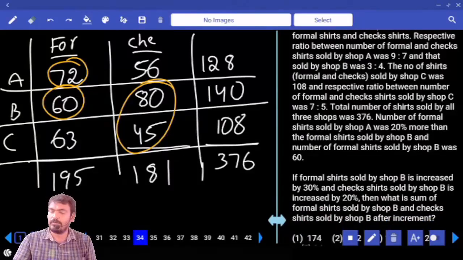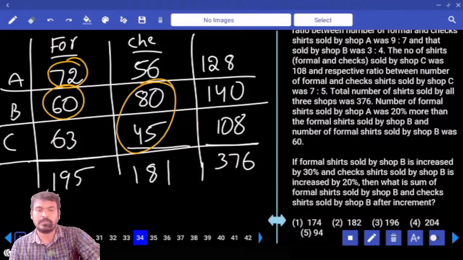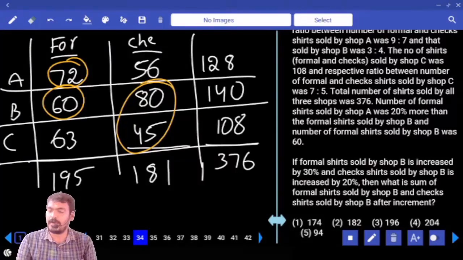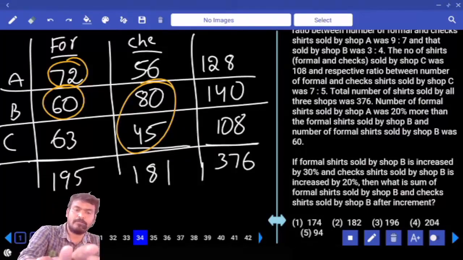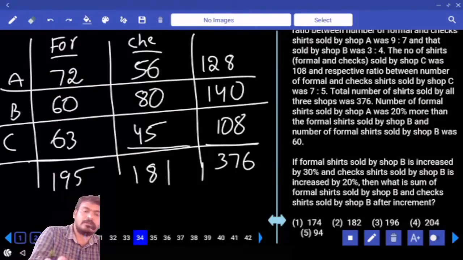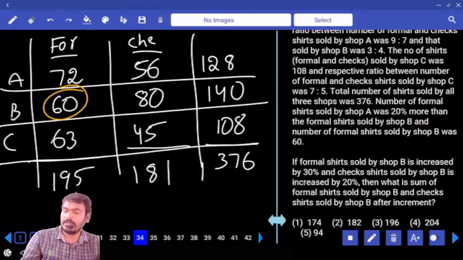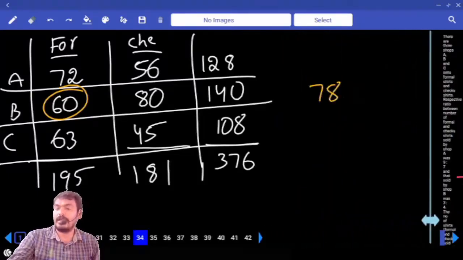Next, question number 34. If the formal shirts sold by shop B is increased by how much percent? 30%. And check shirts sold by shop B is increased by how much percent? 20%. Then what is the sum of the formal shirts sold by shop B and check shirts sold by shop B, after increment or before increment? After increment. What are the shop B formal shirts? 60. In that how much percent is increased? 30%. What is the 30% of 60? 18. Total it is 78.